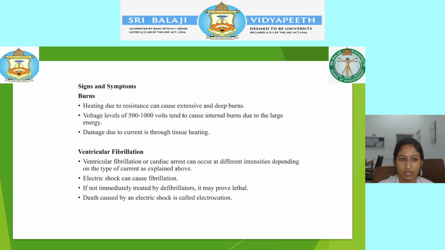So what are the signs and symptoms? Burns. If heating is due to resistance, it may cause deep burns, and a voltage level of 500 to 1000 volts will cause internal burns due to the larger energy. And then the next symptom is ventricular fibrillation. Electrical shock can cause fibrillation, and it should be treated immediately with defibrillators. If not, then it may prove lethal. So death caused by electrical shock is called electrocution.